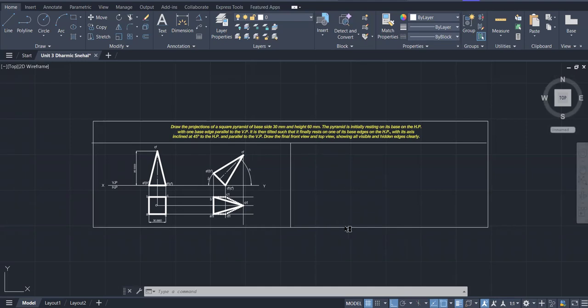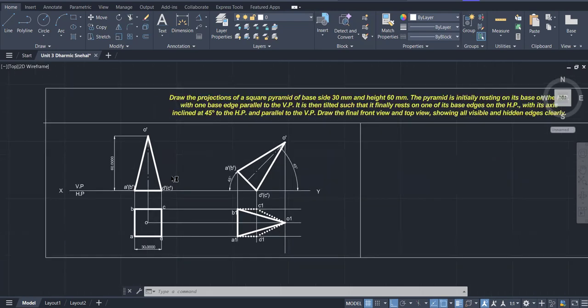Today I am going to show you how to draw the projections of a square pyramid. This is the projections of a square pyramid. In this we can find the final top view and even the front view. This is the final drawing.